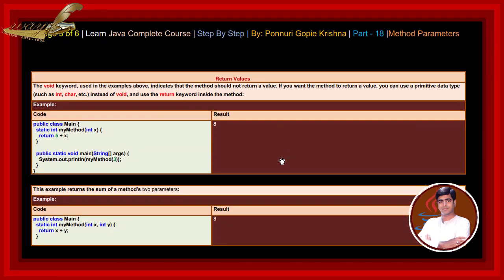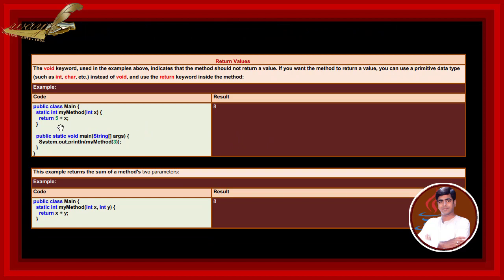Return values. The void keyword used in the examples above indicates that the method should not return a value. If you want the method to return a value, you can use a primitive data type such as int, char, etc. instead of void, and use the return keyword inside the method. See here, now we are using static int myMethod, which returns 5 plus 5. See static void main, String args, System.out.println(myMethod(3)). See here, 8 was printed.